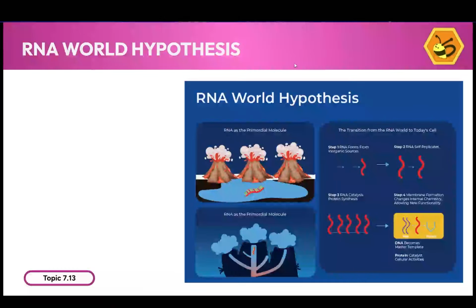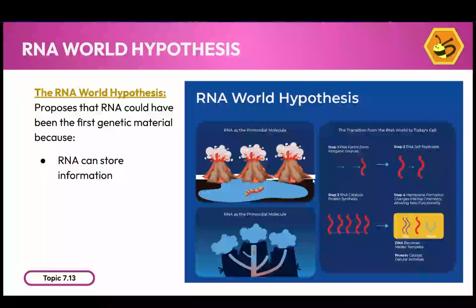All right, and next up is the RNA world hypothesis. It essentially states that RNA came before DNA as the original genetic information. This is because RNA can store information and replicate itself, which makes it a strong candidate for the earliest replicating molecules. This idea explains how life could begin with just a single type of molecule before more complex systems evolved. All right, any questions about this or any of the previous slides?